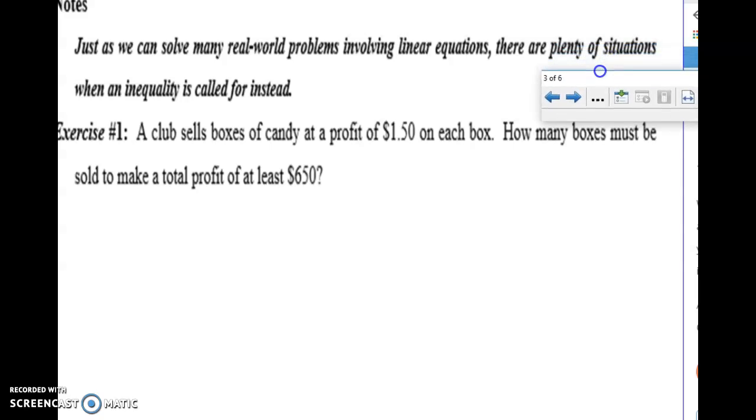Solve these real life questions involving inequalities, and this time a club is selling a box of candy at a profit of $1.50 on each box. How many boxes must be sold to make a total profit of at least $650? So there's our annotating.